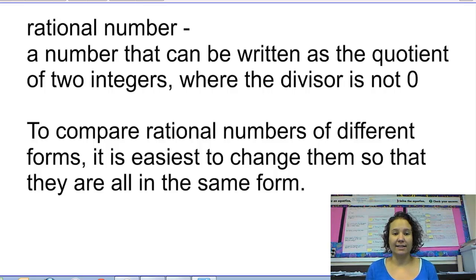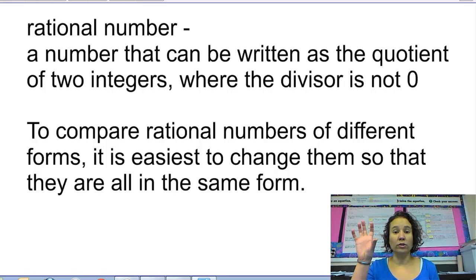Well, not exactly. A rational number is a number that can be written as the quotient of two integers where the divisor is not 0. Wow, I bet that cleared everything up for you. Basically, what you need to know is a rational number is any number that can be written as a fraction, where you have an integer, meaning a positive or negative number that's not a decimal or a fraction.